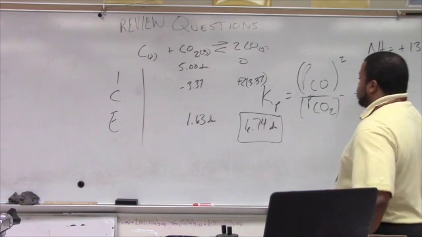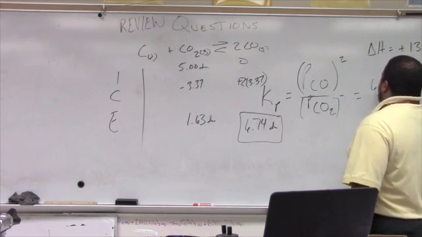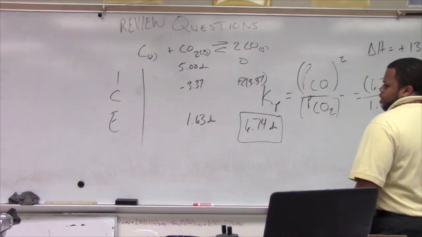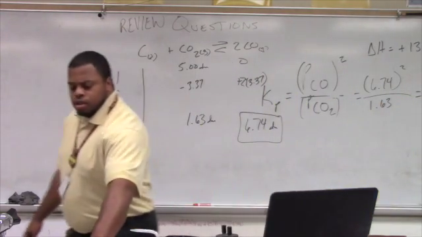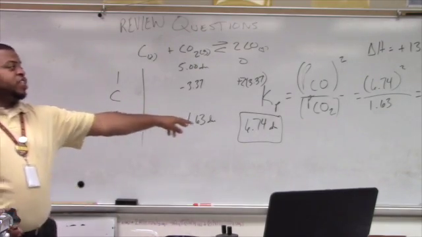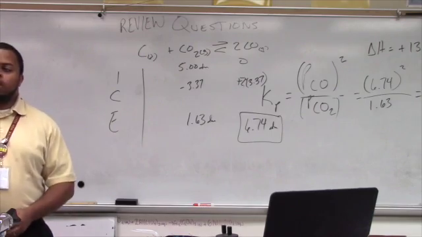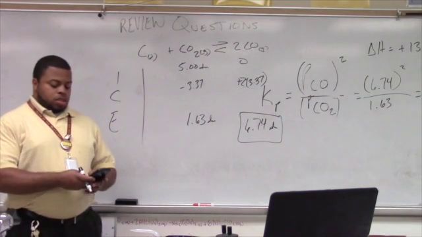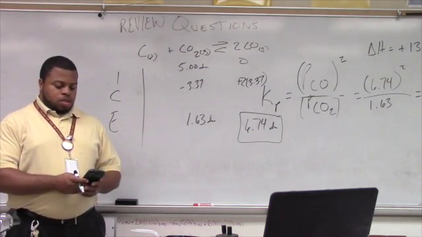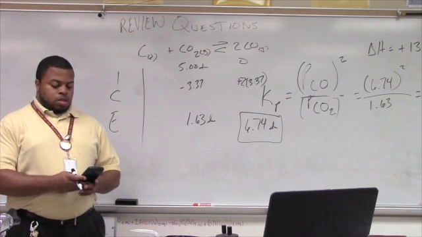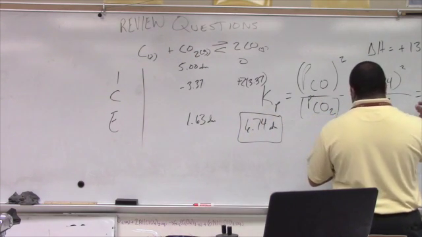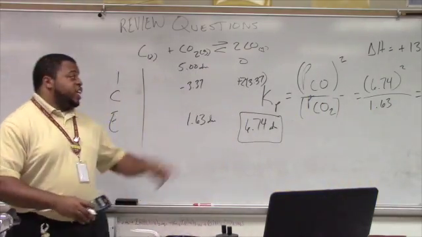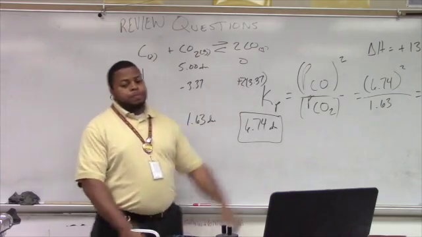Then all we have to do is plug in. 6.74 squared all over 1.63, 27 point something, or 29 point something. It's one of the two. Once I have these pressures to find the Kp, I just plug them in. 5 minus 3.37 is 1.63. That was what they gave me in the question. Okay, 27.9, 27.887. So 3.37 would be the change for both of them. It's the change, it just affects this one more to preserve the mole ratio.